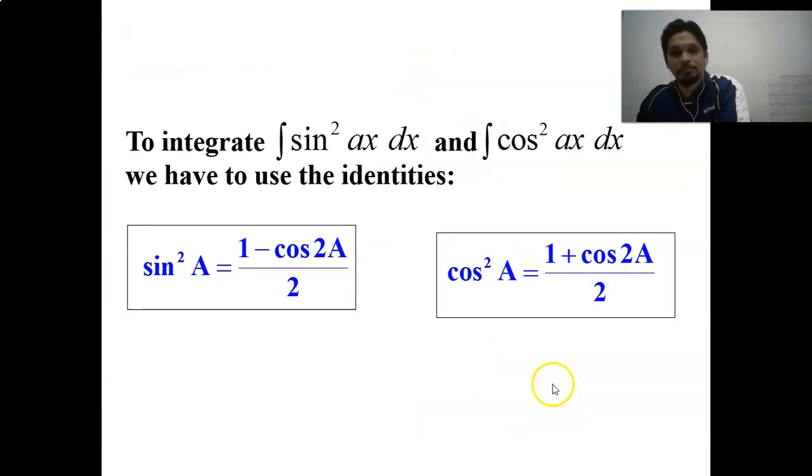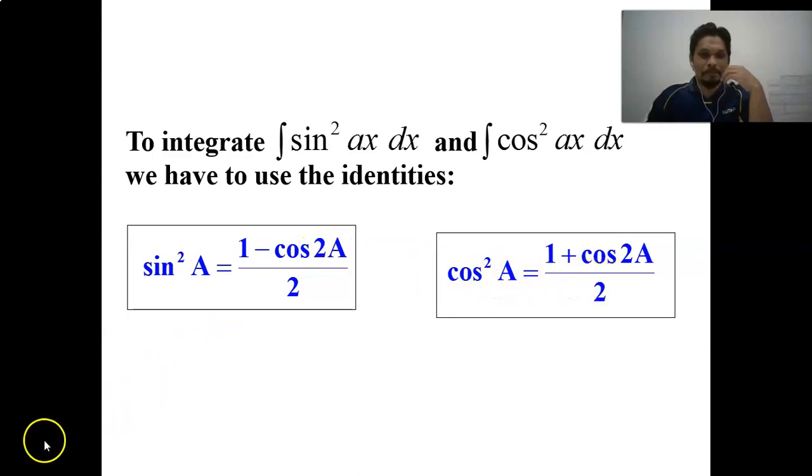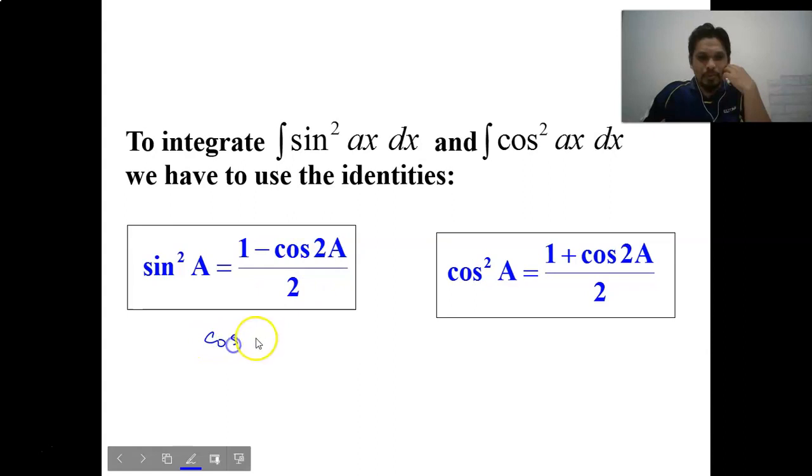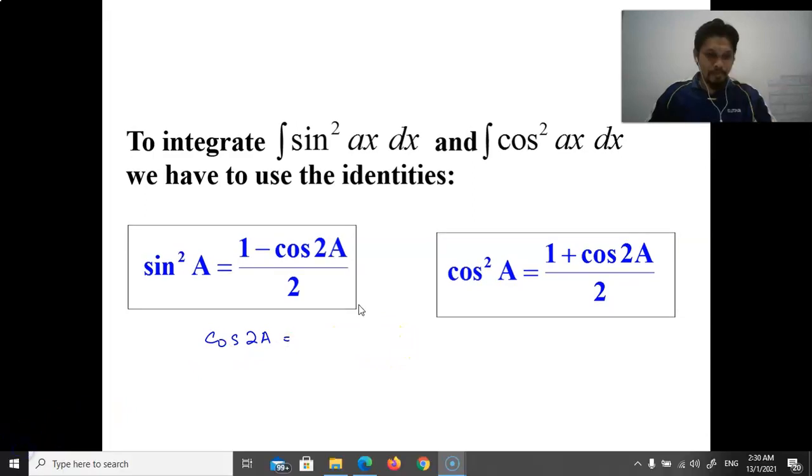Okay, next, to integrate the integral of sine square ax dx and the integral of cos square dx, we have to use the identities of sine square A equal to 1 minus cos 2A over 2, and cos square A equal to this one here. If I'm not mistaken, that all comes from cos 2A.